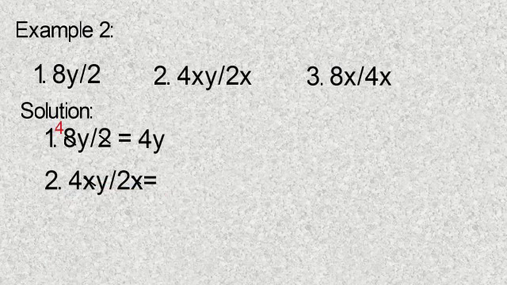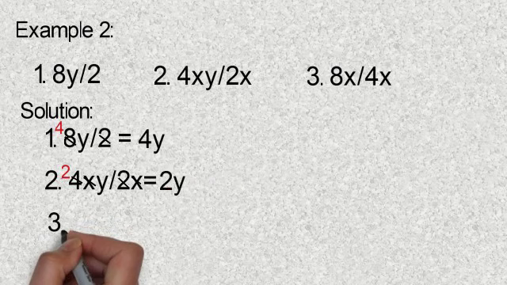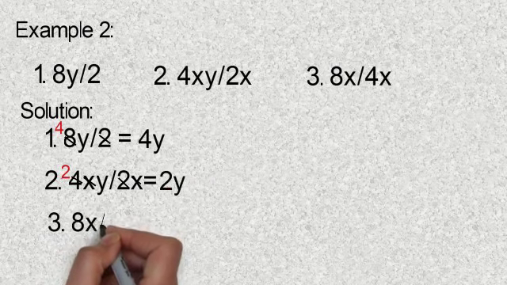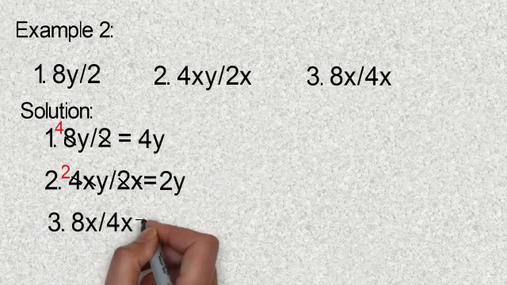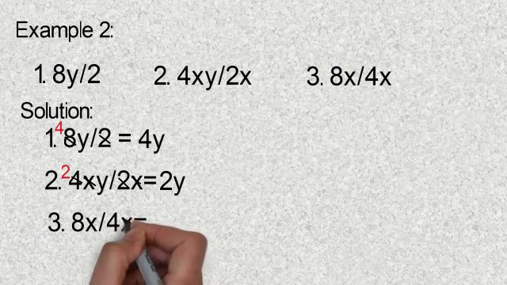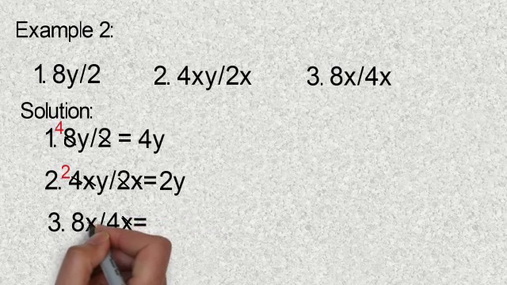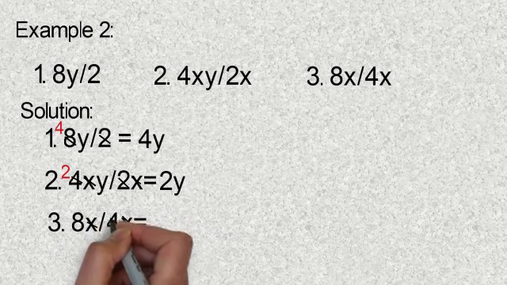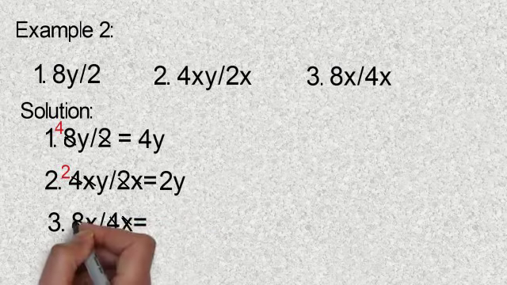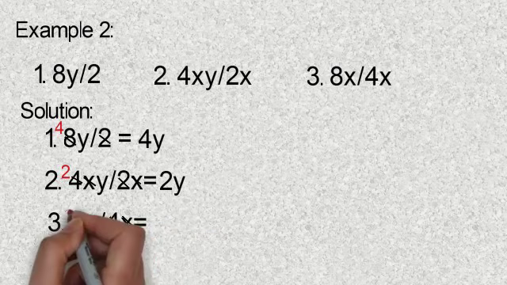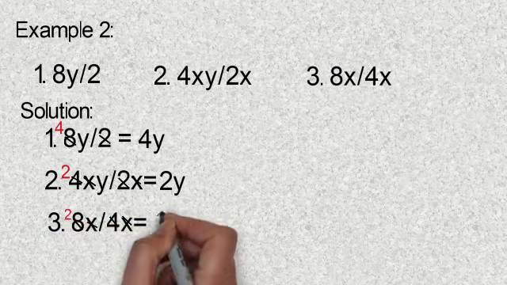Also, we have 2 and 4. So 2 can go in 4. So I have 2 here, 1, 2 here, 2. So I'm left with what? 2y. So my answer here is equal to 2y. Also number 3, I have 8x divided by 4x. x is common to both the denominator and the numerator, so I strike out my x here, x here. So also 4 can go in 8, so I have my 4 here, 1, 4 here, 2. So I'm left with what? 2. So my answer is equal to 2.